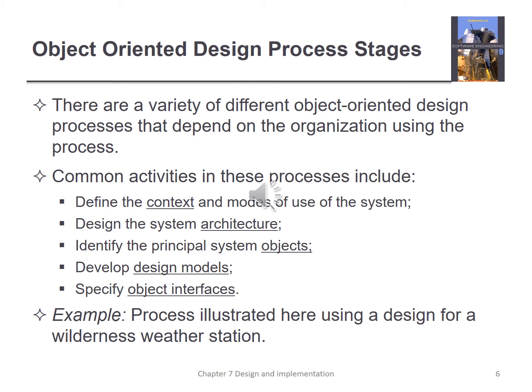We define the context, the boundary, the context diagram, the system boundary, and the environment around it. We design the system architecture, which is architecture design. We identify the principal system objects, the classes, which is the structural part. We develop a design model, and we specify object interfaces: what are the models, and what is the interface between these? The process is illustrated here using a design for a wilderness weather station.